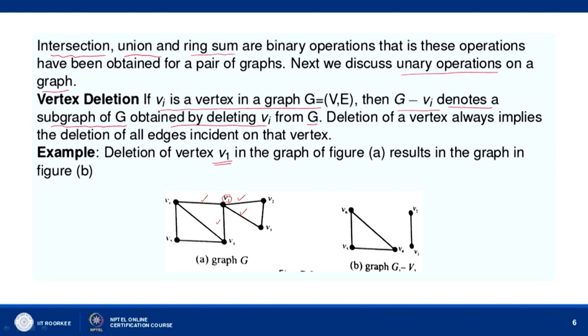So, the graph for G minus B1 will be like this. This is B6, B5, B4. This edge has been removed, this edge has been removed, and we have this, and B2 and B3, this one. So, when vertex B1 is removed, the graph of G minus B1 is like this.